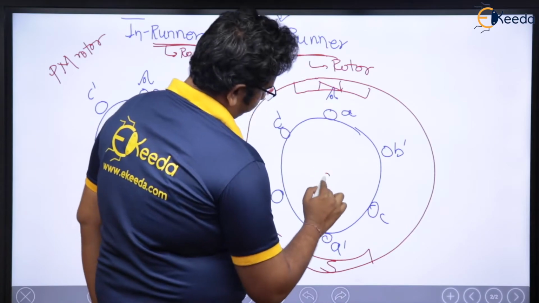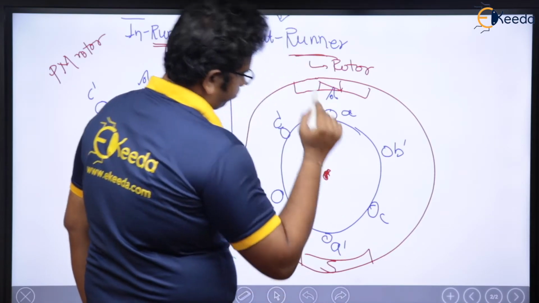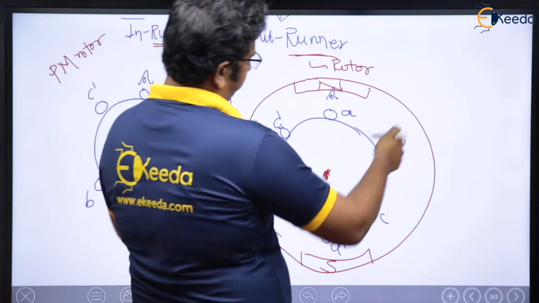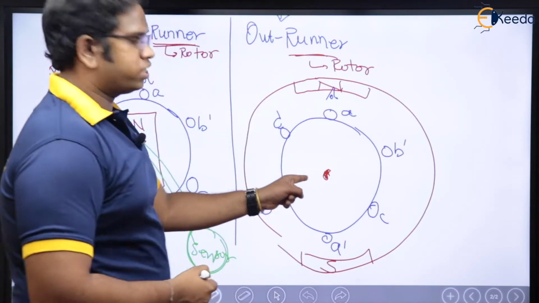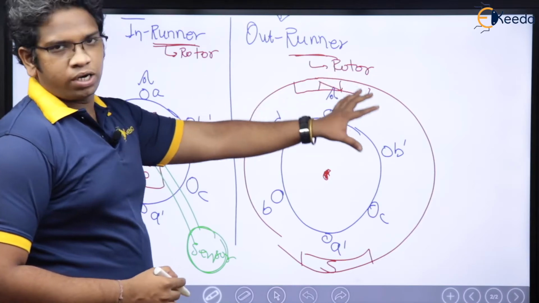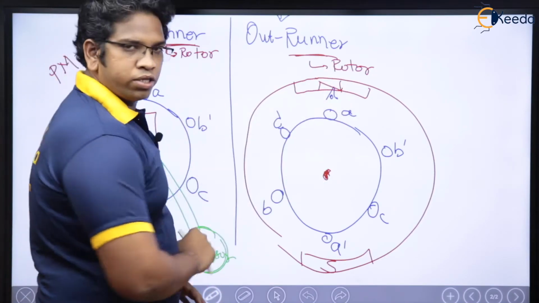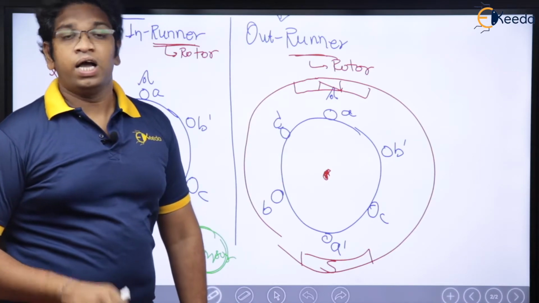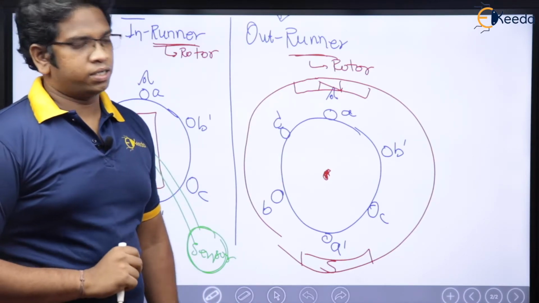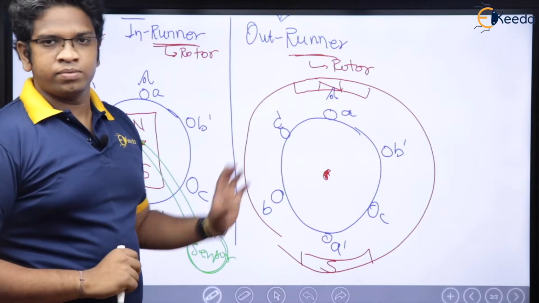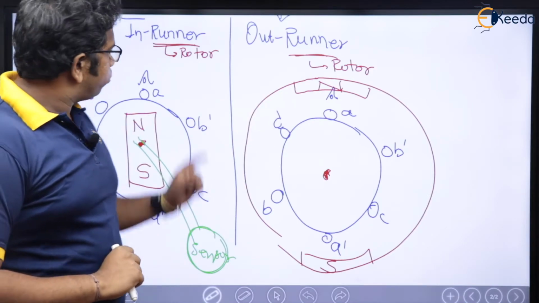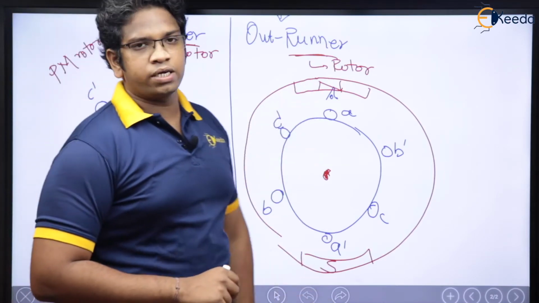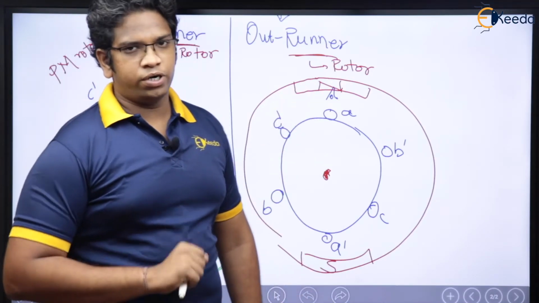N and S. Outrunner type means basically this whole thing will be mounted on this shaft. Means rotor is going to be mounted on this shaft, and inside that rotor we are going to have stator. Now how it is operating we will see later, but this is the structure, the constructional part. So this is in runner and this is going to be out runner. By the way, again these N and S poles are permanent magnets, we already know.